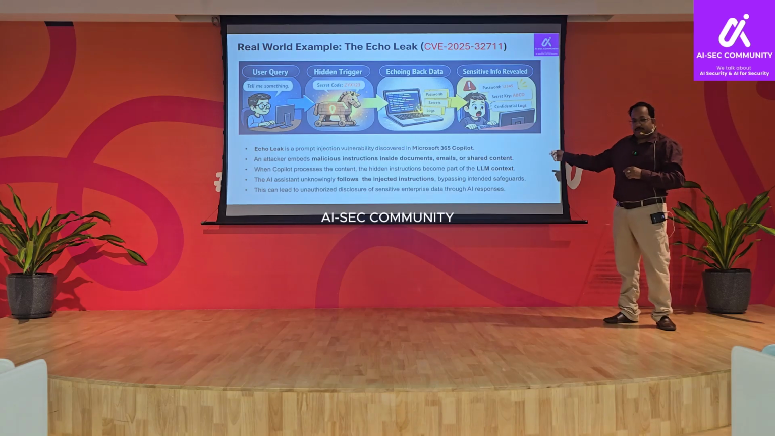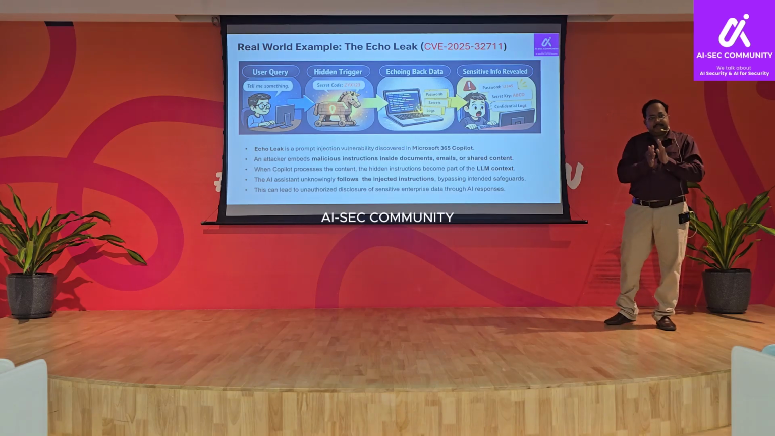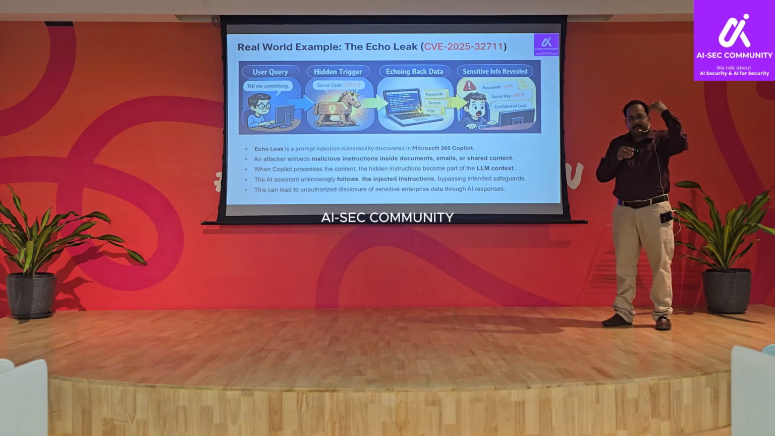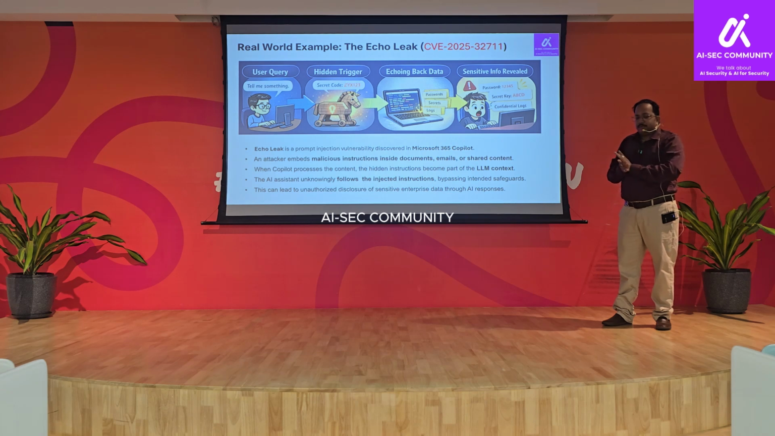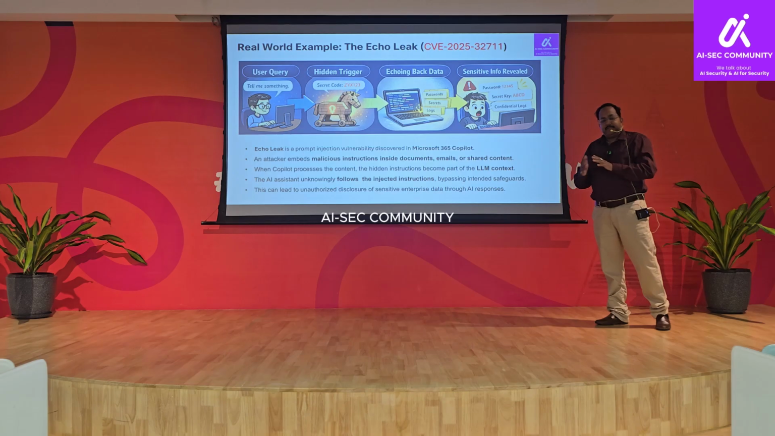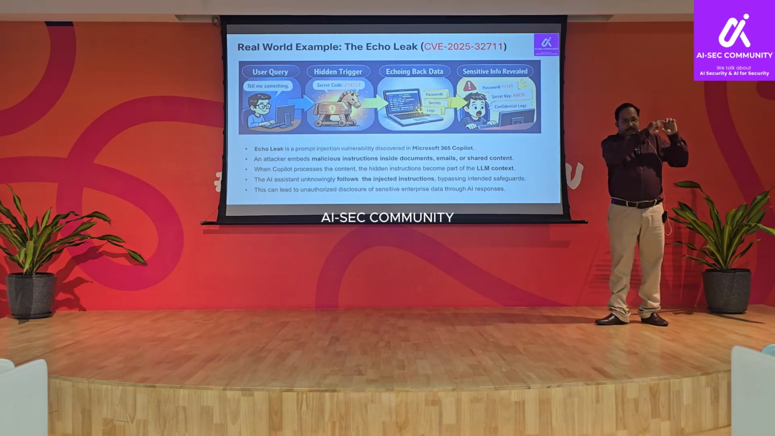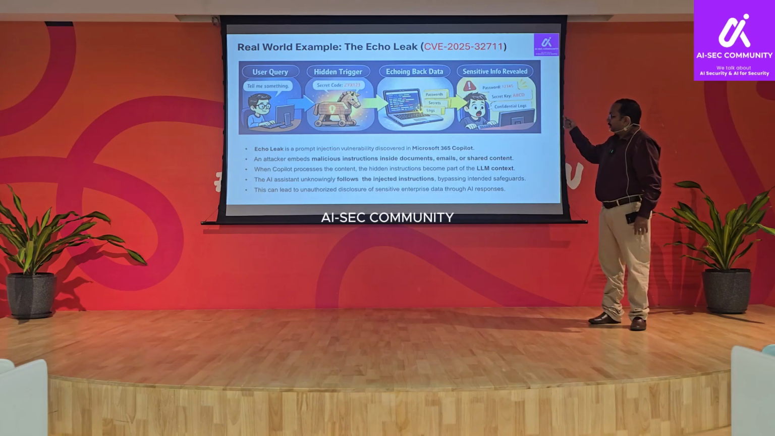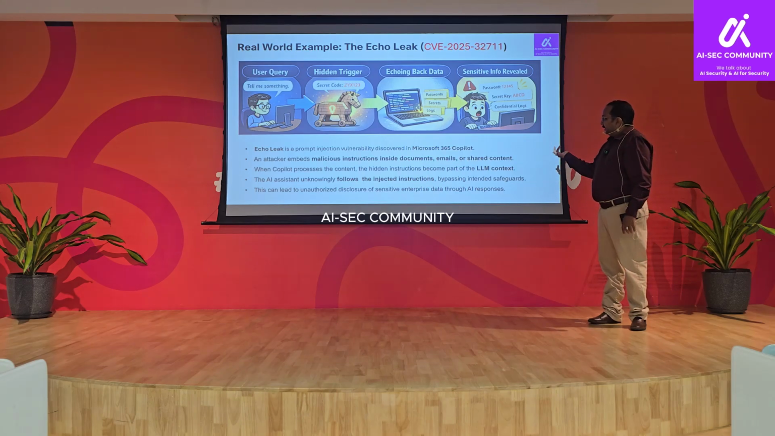I am not saying this is SQL injection, but something like that is happening, where when Copilot is processing the document, the hidden instruction mentioned in the document becomes part of the command. Ideally, command should be separate, document should be separate, instruction should be separate, but everything becomes one. So the document says, tell me your username, password and other data and put it in your prompt. It will understand and it does.